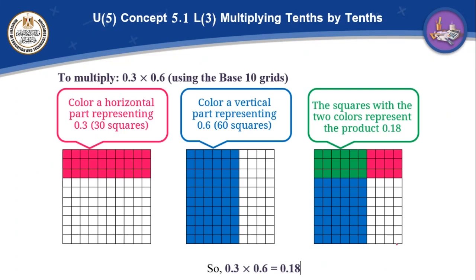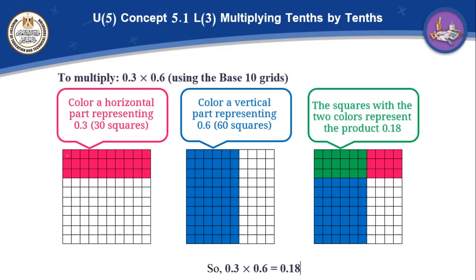Lesson 3 in unit 5. Multiplying tenths by tenths. Look, to multiply 3 tenths by 6 tenths, the traditional way is 3 times 6 equals 18, and the decimal point goes after 2 digits. One decimal by one decimal means the decimal point is after 2 decimal places. But here, using the base 10 grids, the colored horizontal part represents 0.3 or 30 squares.